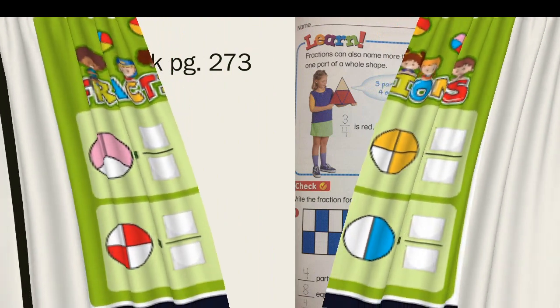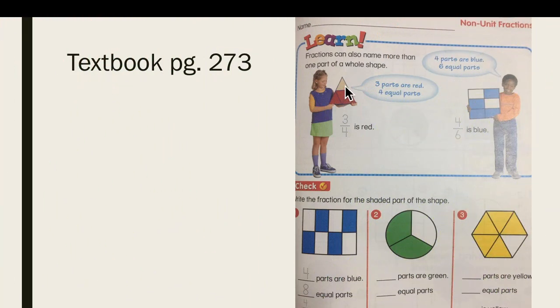Let's have a look. This girl has a triangle where 3 triangles are red out of all 4. That is non-unit fraction. This boy has a square with 6 equal parts where only 4 parts are shaded blue. 4 out of 6 are blue, 4/6. That is non-unit fraction. Same here. We have 4 parts that are blue out of all 8 parts. The fraction is 4/8 or 4 out of 8.